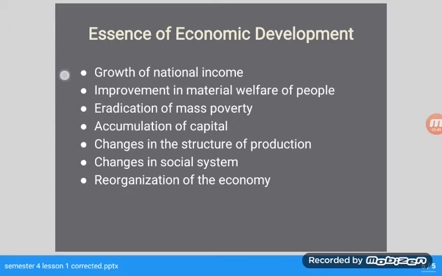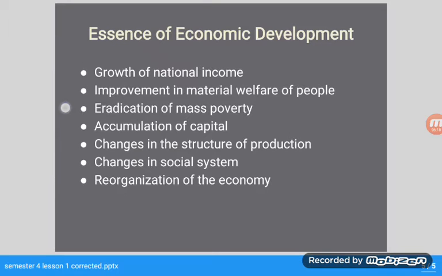They're earning more and more money every year. That country earns more money every year. More money means there is more production of goods and services each year. Second one is there is improvement in the material welfare of the people. By this we mean that people get better food, better clothing and housing.